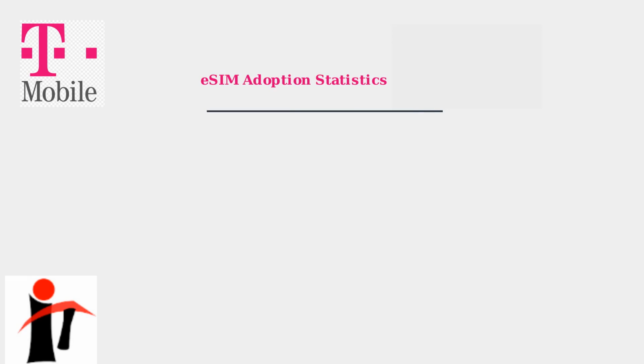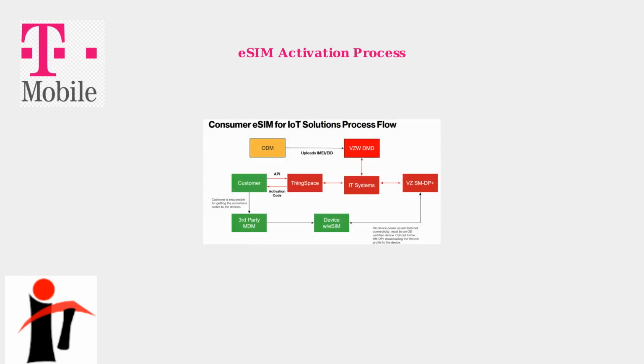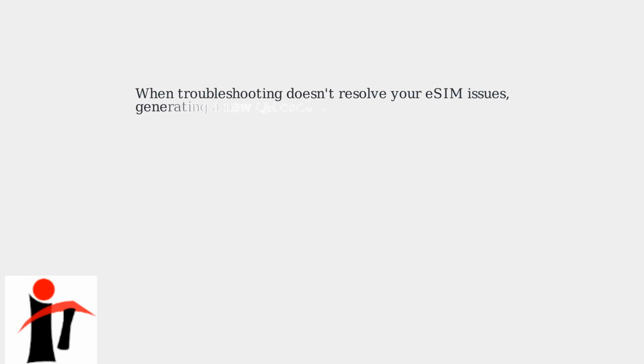As of 2025, T-Mobile reports that over 60% of new device activations now use eSIM technology rather than physical SIM cards. This rapid adoption has led to increased reports of QR code issues, but T-Mobile has implemented several improvements to enhance the activation process. When troubleshooting doesn't resolve your eSIM issues, generating a new QR code is the next step.